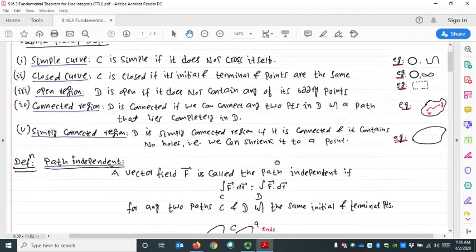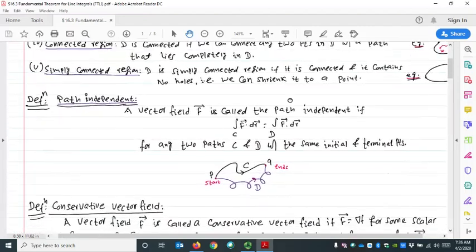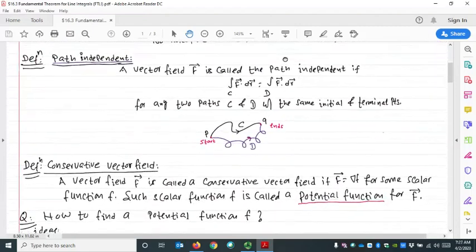Similarly, let me continue. The path independent. Let me scroll down. That's better.